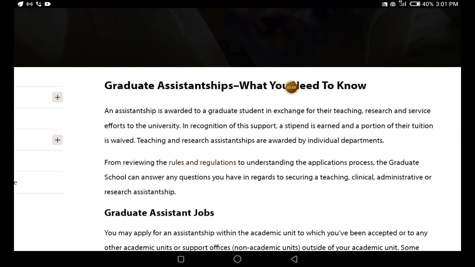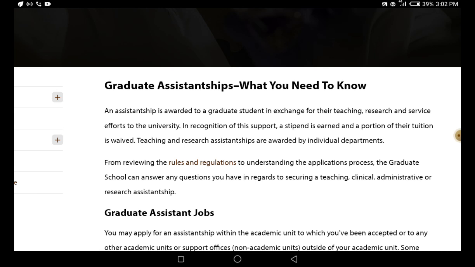Okay, here it says in recognition of this support, a stipend is earned and a portion of their tuition is waived. Teaching and research assistantships are awarded by individual departments. So you need to understand that this is not a general amount that is distributed to everybody, but it is based on the department you are applying to. You cannot expect someone who is applying to the arts department to get the same amount as someone who is applying to the science department.